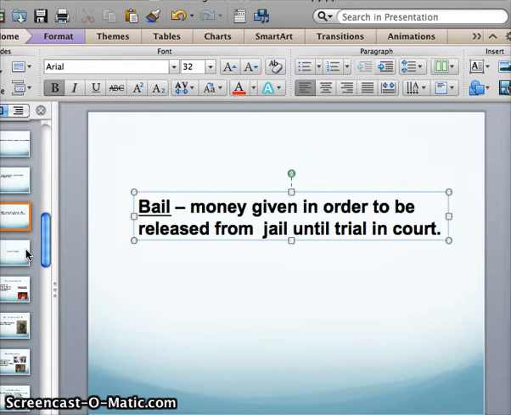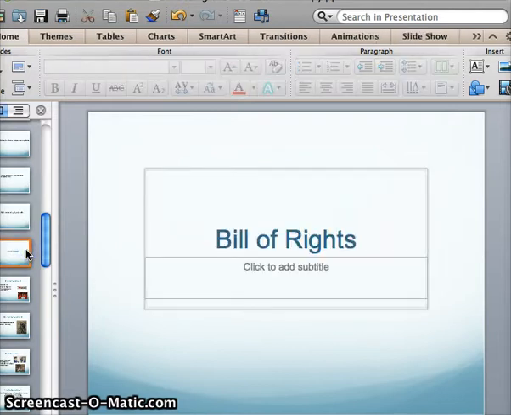All right, remember to hit save, because that concludes our vocabulary on the Bill of Rights.